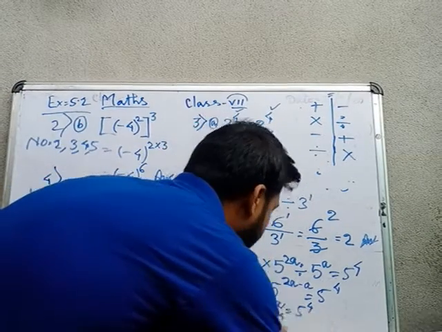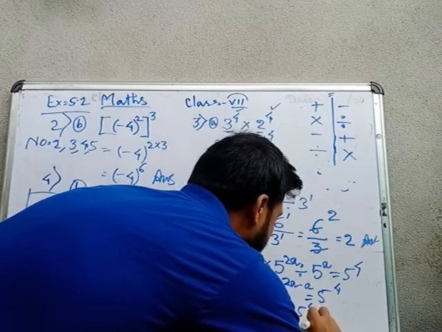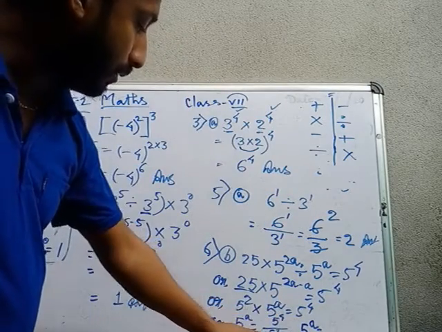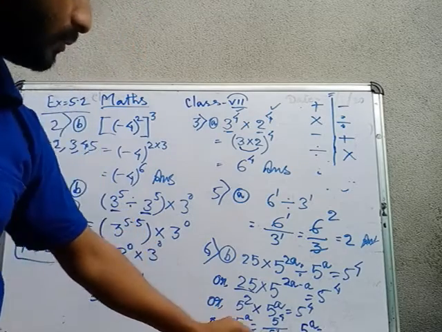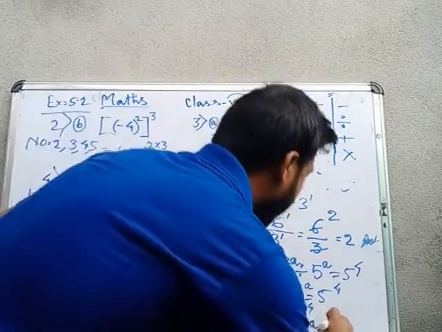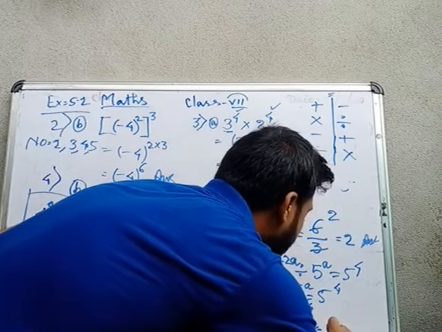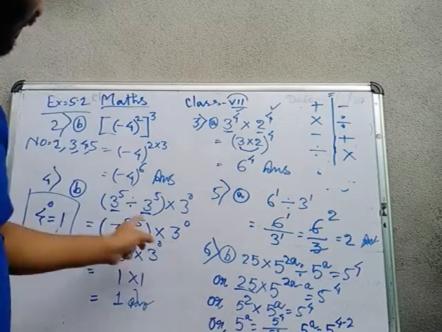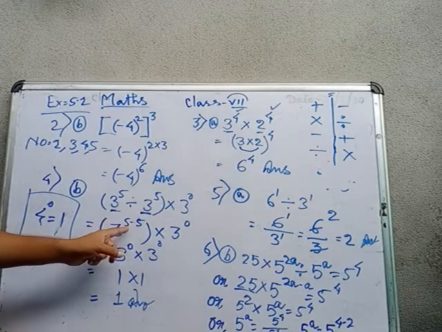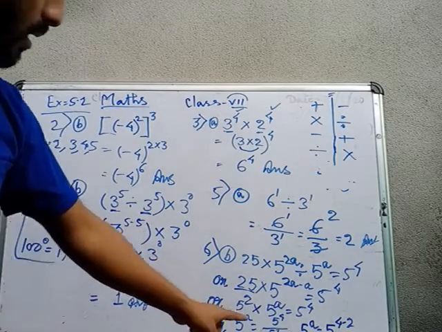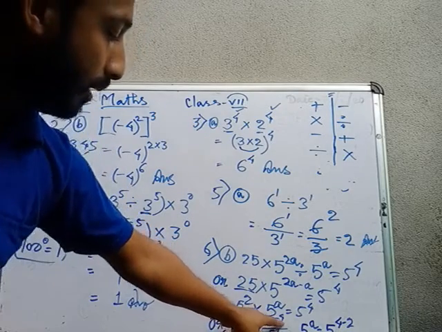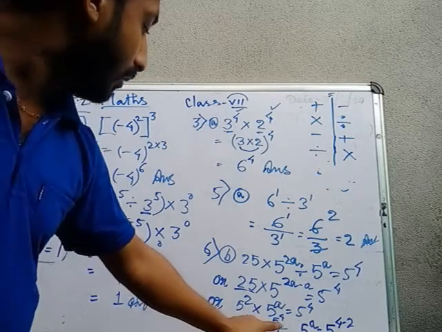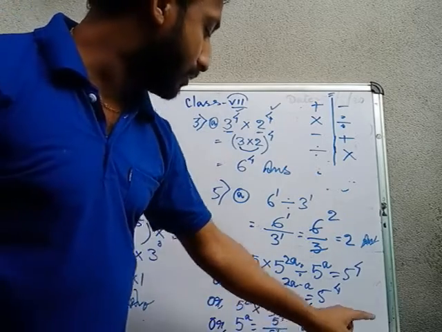So again I will write 5 to the power a equals 5 to the power 4 divided by 5 square. That means we should subtract the powers, 5 to the power 4 minus 2, because it is division time. When it is division time, we should subtract the powers. Here the powers are 4 and 2. We should subtract 2 from 4. 4 minus 2 will be 2.